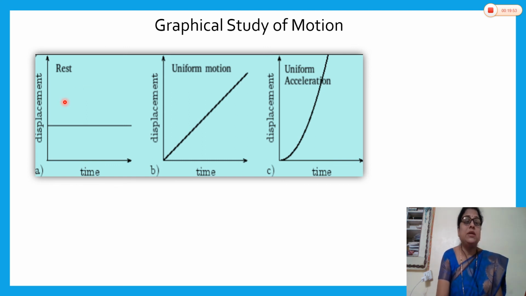The distance is constant, and we get the graph that is a linear straight line parallel to the time axis when the object is at rest.